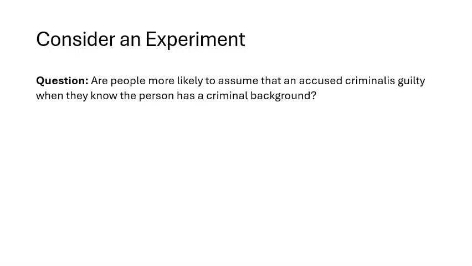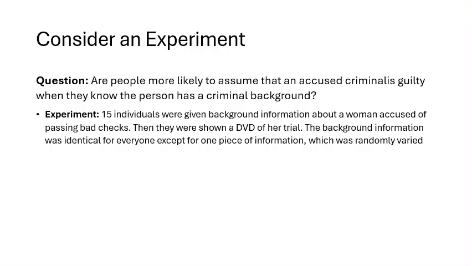So consider an experiment. The research question is this: are people more likely to assume that an accused criminal is guilty when they know the person has a criminal background? So the experiment was set up like this. 15 individuals were given background information about a woman accused of passing bad checks. Then they were shown a DVD of her trial. The background information was identical for everyone except for one piece of information, which was randomly varied.